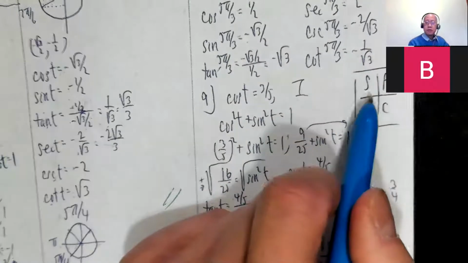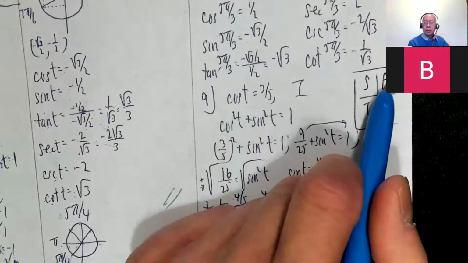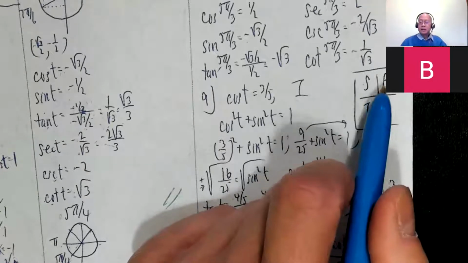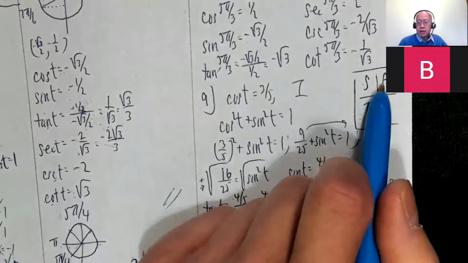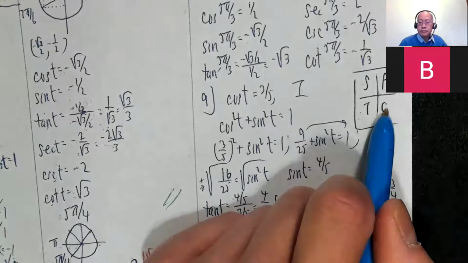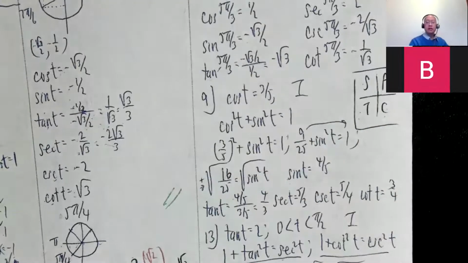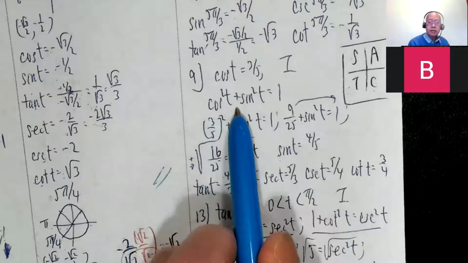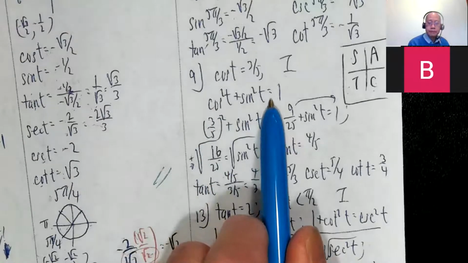So here's my little memory trick again. All students take calculus. I'm not going to write that down because the main thing is all functions are positive. Sine is positive, tangent positive, cosine positive. And there's some identities that you need. And you can put these on your formula sheet. Cosine squared t plus sine squared t is always equal to 1.